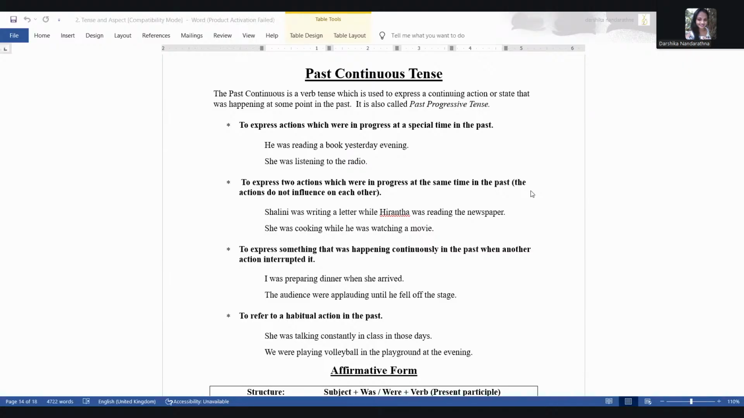Shalini was writing a letter while Hiranta was reading the newspaper. Shalini was writing a letter, one action. Hiranta was reading the newspaper. Another action. Both of these actions, මේ actions දෙකම සිද්ධ වෙන්නේ එකම වෙලාවේ, at the same time in the past, and both of these actions are progressive actions, son. So past continuous tense is used. She was cooking while he was watching a movie. අය උයමින් සිටියා, ඔහු movie එකක් බලමින් සිටිද්දී. දෙකම අතීතයට. දෙකම වෙමින් පැවතුන ක්‍රියාවන් දෙකක් එකම වෙලාවක. So past continuous tense is used.